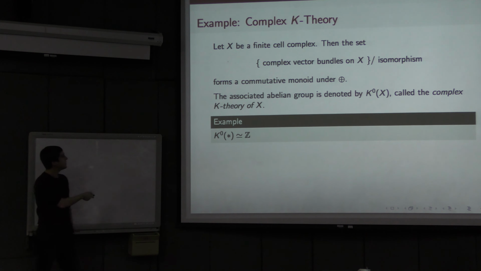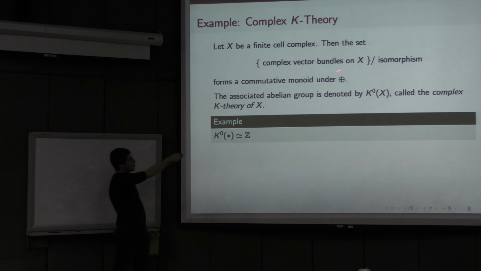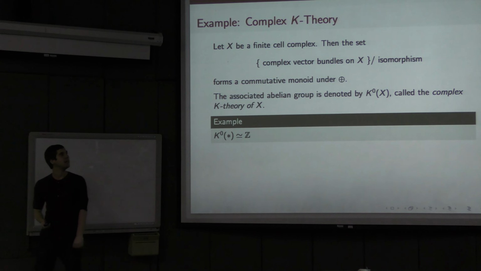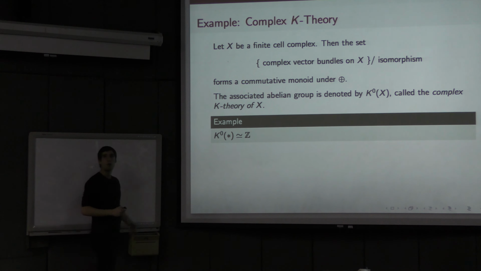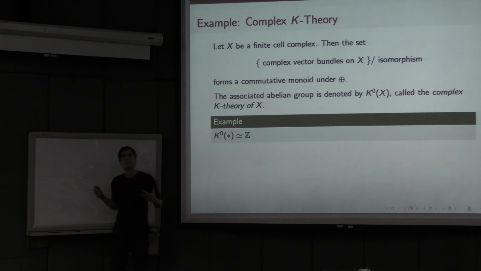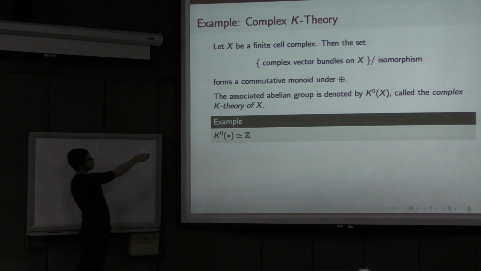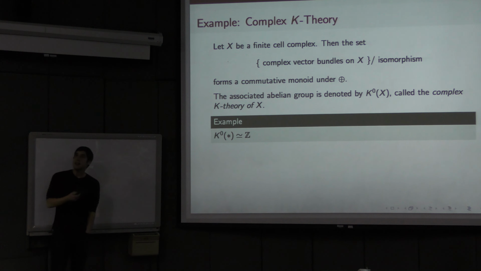So an example is if X consists of a single point. In that case a complex vector bundle on X just means a finite dimensional complex vector space. Up to isomorphism, finite dimensional vector spaces are just determined by a natural number, which is their dimension. So this commutative monoid would be the monoid of natural numbers. And if you take the natural numbers and add inverses, you get the group of integers.